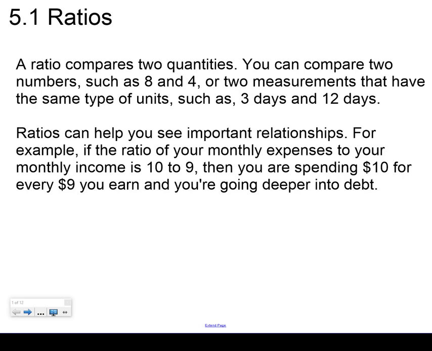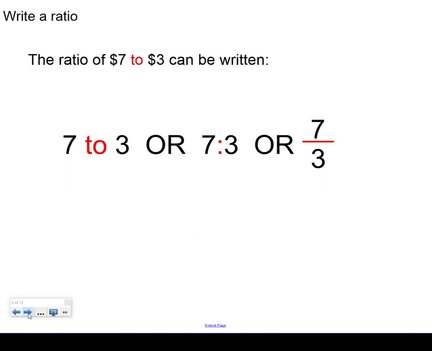Ratios can help you see important relationships. For example, the ratio of your monthly expenses to your monthly income is 10 to 9. This means that you are spending $10 for every $9 that you earn, and you're just going to keep going deeper and deeper into debt. So it is helpful to use ratios to evaluate two quantities.